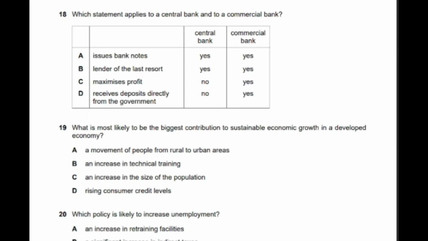Question number 18 says, which statement applies to a central bank and to a commercial bank? Central banks are under the government and they don't aim to maximize profit, so option C is correct answer. Central bank will not aim to earn maximum profit. Yes, commercial bank is a private limited company, so its aim is to earn high profit. So C answer is correct.